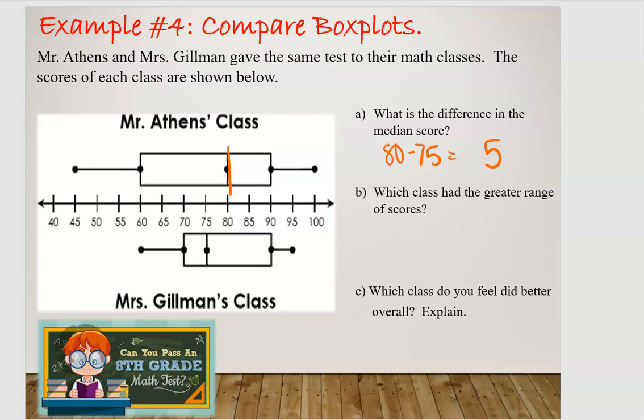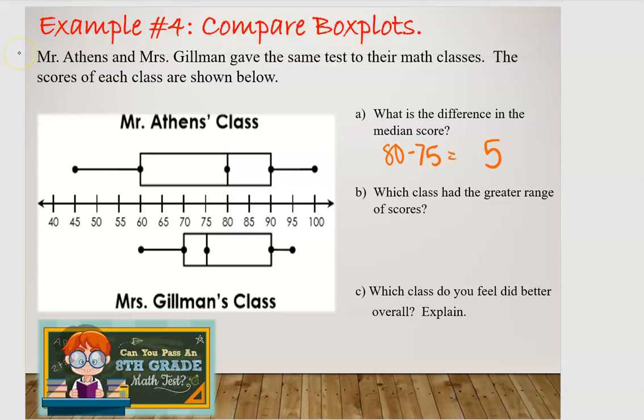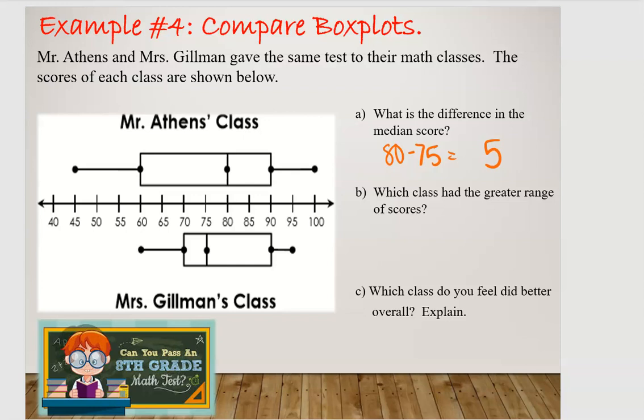Which class had a greater range of scores? Now you can actually just visually see this by seeing how spread out the box and whisker plots are in comparison to each other. So look how much more spread out Mr. Athens' class is from his min to his max in comparison to Mrs. Gilman's min to her max. So the greater range we know is Mr. Athens by far, because his graph from min to max is way more spread out.